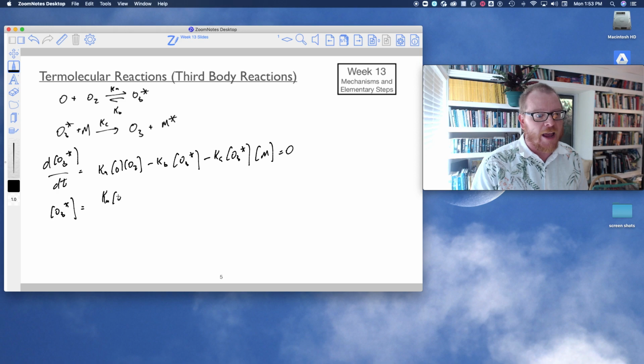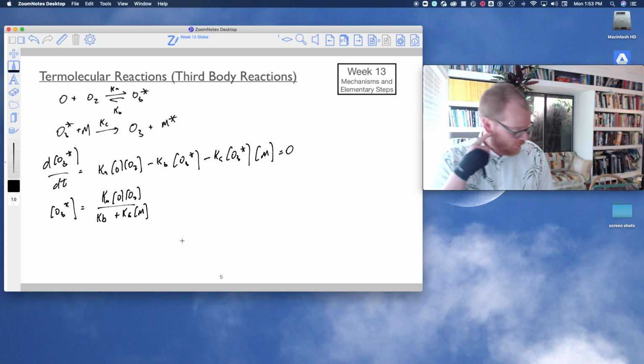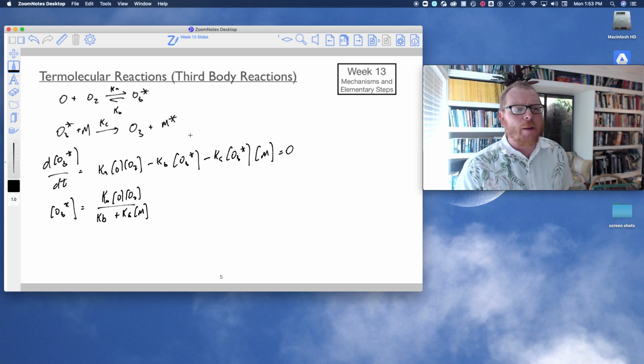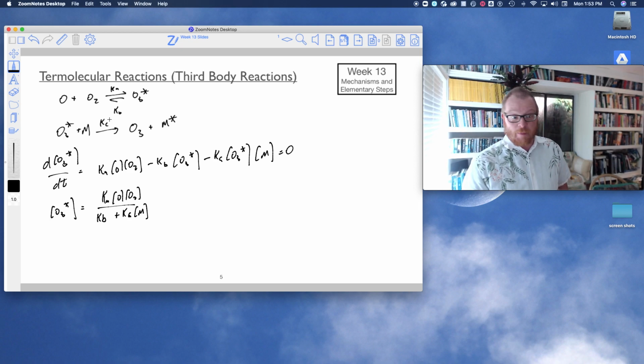So that becomes Ka times O times O2, all divided by Kb plus Kc, all times M. So this is actually shaking out to be very similar to the bromine situation. To make this easier, I probably could have used K1 and K minus 1 and K2, and you would have seen the results come out very similar. But all the same, I already made A's, B's, and C's, so let's just go for it.